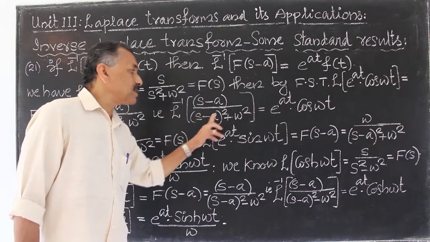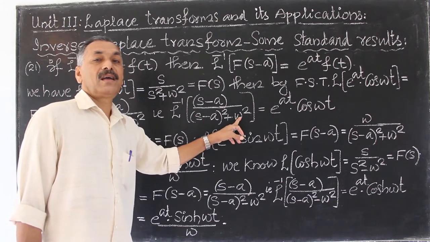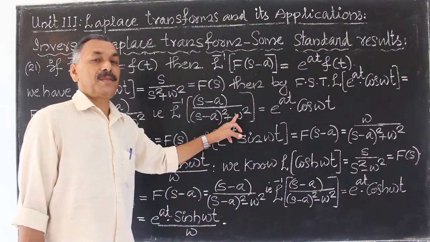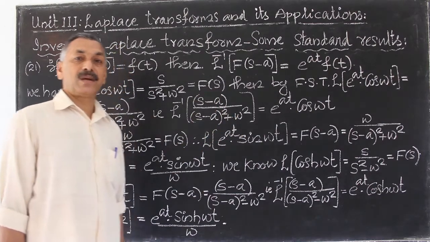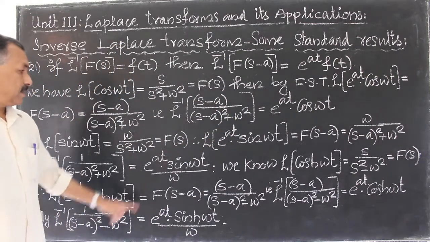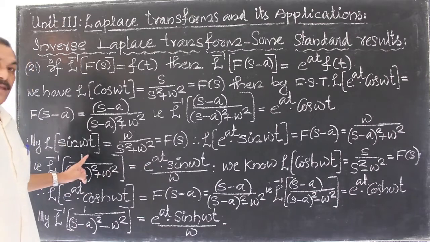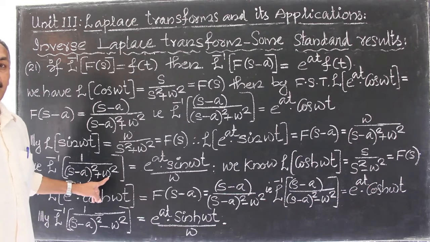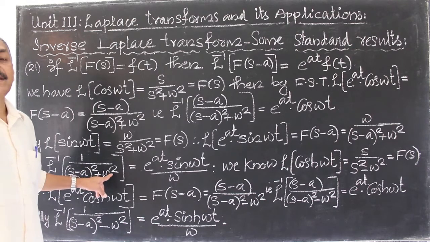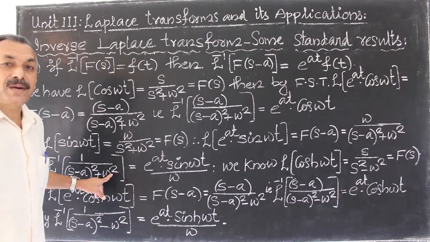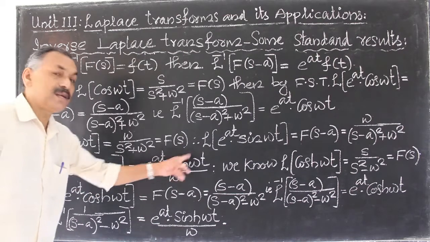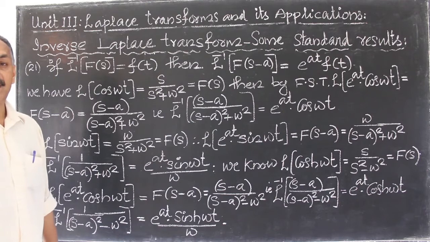s divided by s square plus omega square is the formula for cos omega t. When s becomes s minus a, it is e raised to at into cos omega t. 1 divided by s square plus omega square is sin omega t by omega. If we have s minus a, it is e raised to at into sin omega t by omega.